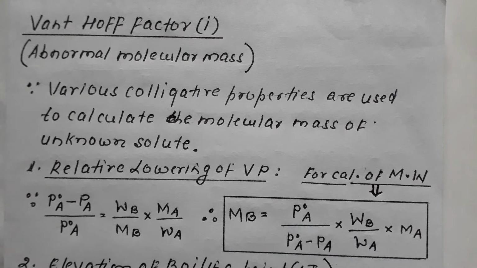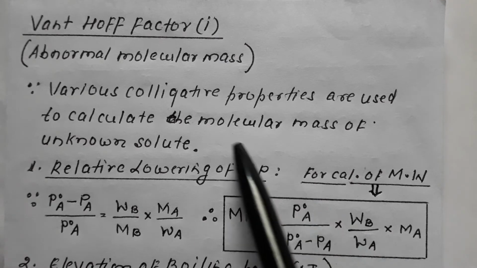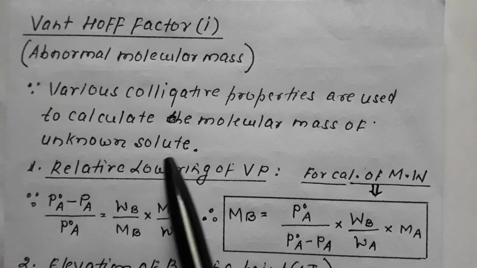The relative lowering of vapor pressure is one colligative property. Elevation of boiling point is another colligative property. Depression of freezing point is the third colligative property. Osmotic pressure is the next colligative property. So these colligative properties can be used to calculate the molecular mass of an unknown solute.